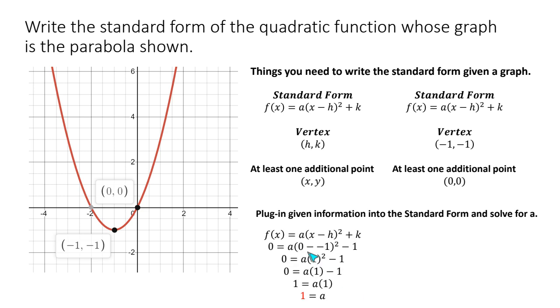So we're going to simplify here. 0 minus -1 is +1. If we square it, we get a 1. And so we end up with a1 minus 1. So we're going to add 1 on both sides, divide by 1, so we get a is equal to 1. So we can write our equation. I already know that a is 1. And then I have x minus h is -1, and then k is -1. So negative negative is positive, and so this would be our equation.